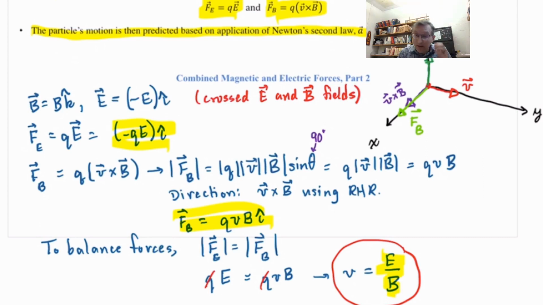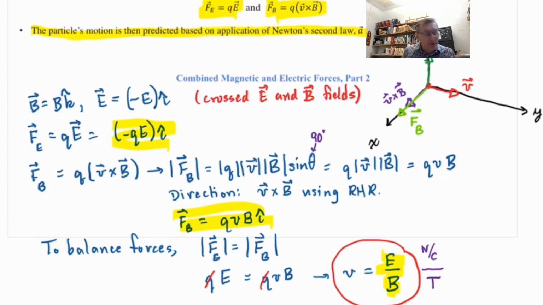And first of all, it may be a bit surprising to you that the unit of electric field, Newton per Coulomb, divided by the unit of magnetic field, Tesla, is equivalent to meter per second, right? It's a V, it's a little v, but it is.